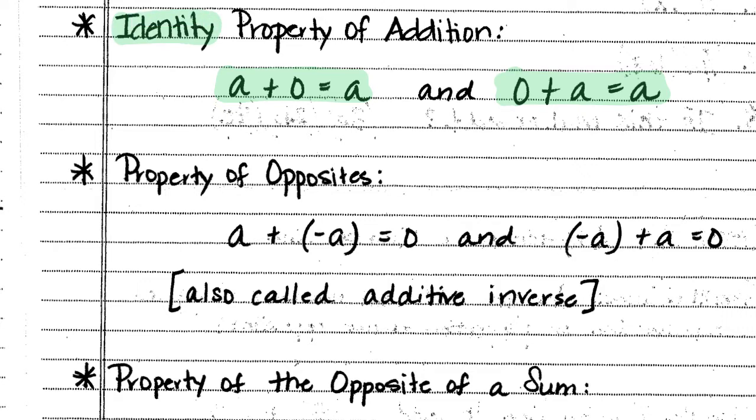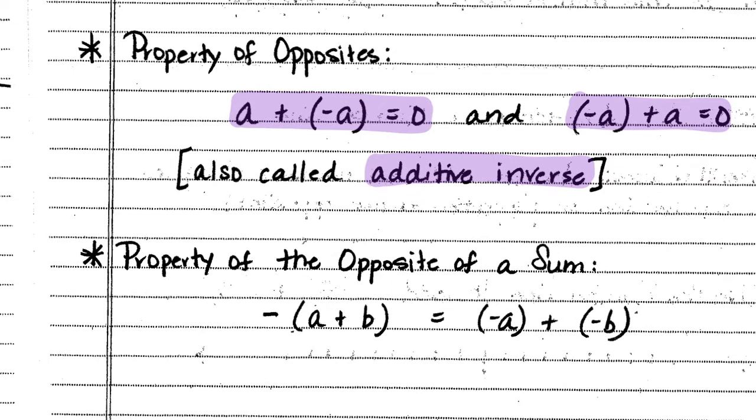The property of opposites, you probably know. a and -a is equal to 0. -a and a is also equal to 0. This is also called the additive inverse, just in case you ever see the word inverse. We do have an additive and a multiplicative inverse.